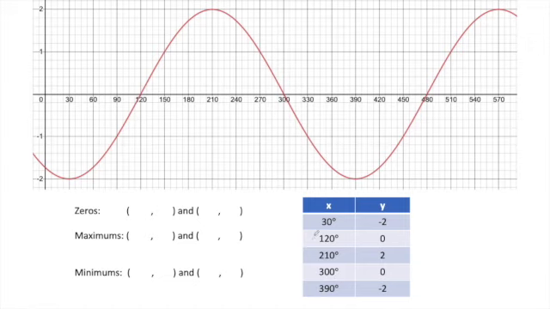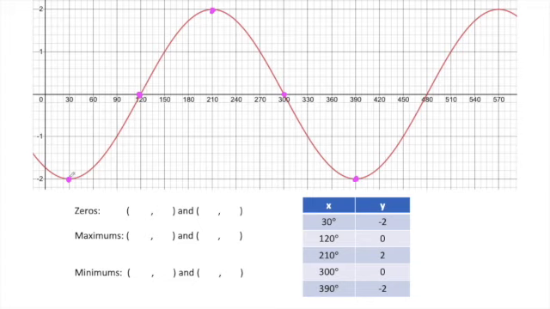Okay, and then we're going to be able to state some maxes and some mins and our zeros. Okay, so we're going to graph 0 and go down to -2. Then you're going to go over to 120 and stay at 0. Then you're going to go over to 210 and go up to 2. Then you're going to go to 300, stay at 0. And then you're going to go to 390 and go down to -2, and then you connect your dots there.